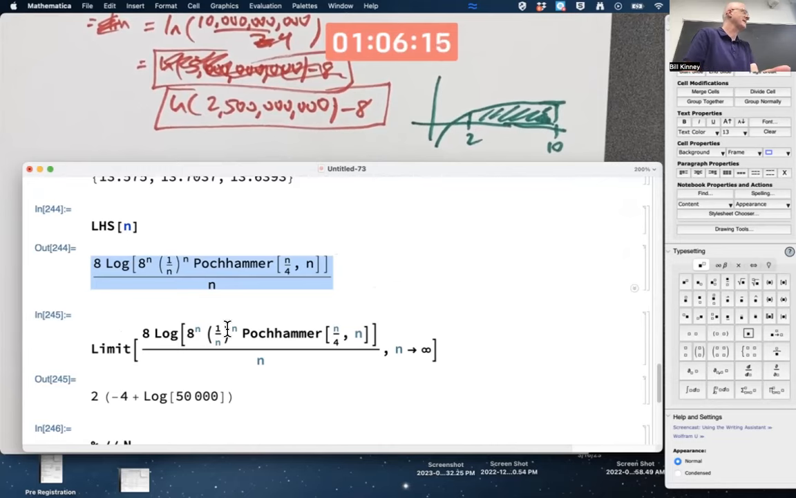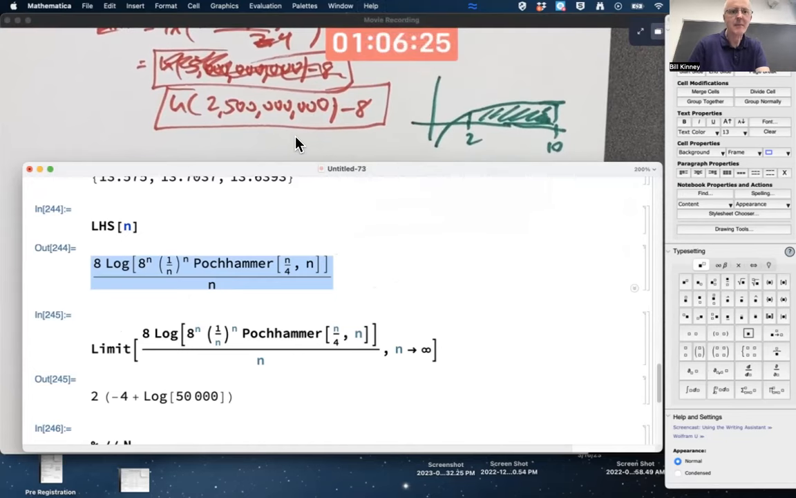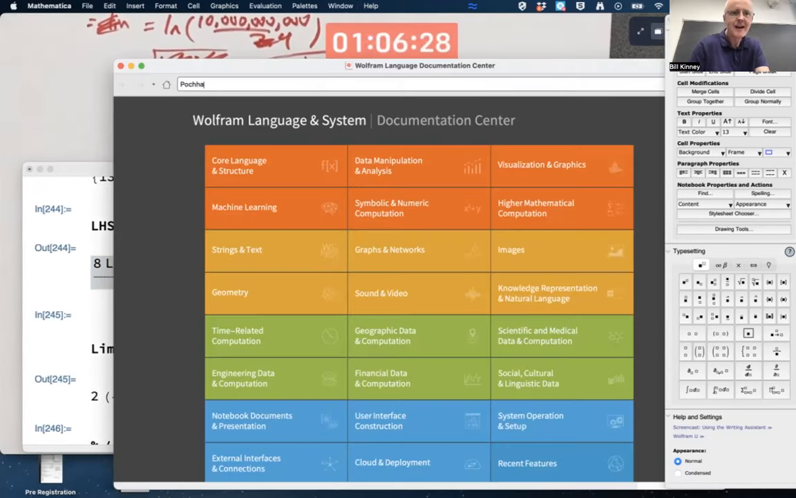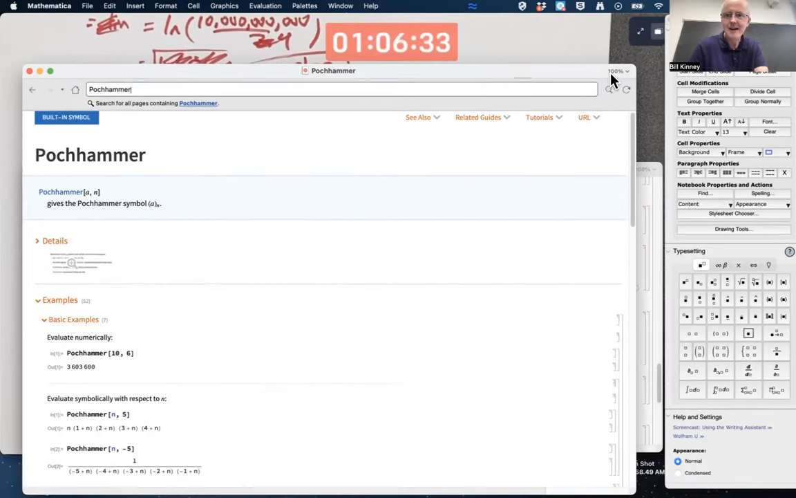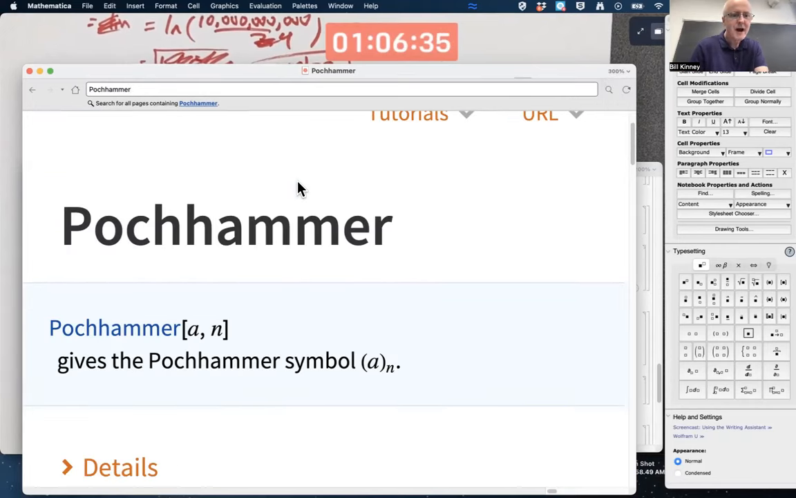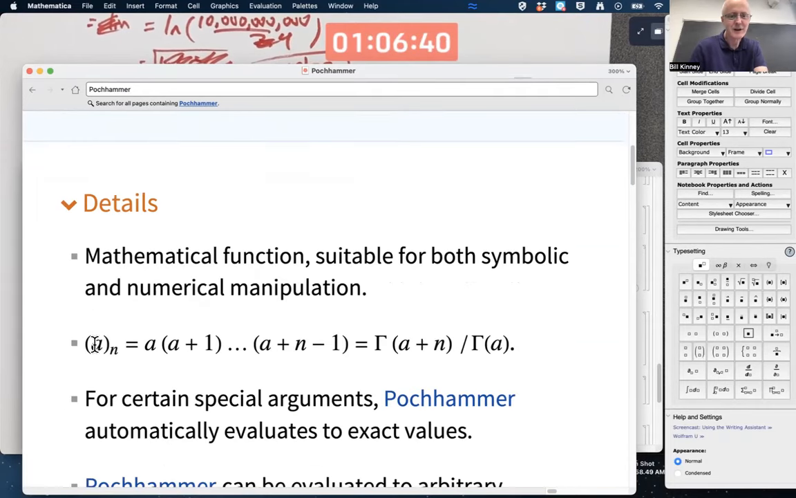I mean, now that I've learned about it a little bit, maybe I can look it up and see how it's done. What is Pochhammer, for example? The first step would be you looking it up on Mathematica itself. Mathematica, what is Pochhammer? Mathematica does tell you. Gives the Pochhammer symbol and well, that's not much information. Okay, here's what it is. It's a times a plus 1 times a plus 2 times a plus 3, etc., through a plus n minus 1, which is related to the gamma function. It's capital gamma of a plus n over capital gamma of a.